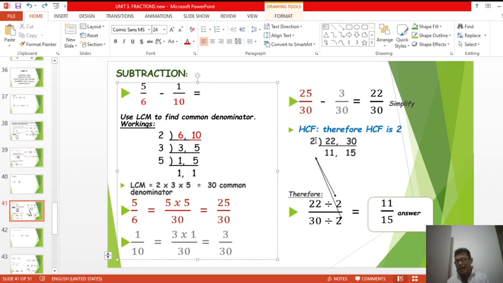So after that, use your HCF to divide both numerator and denominator. So here you get 22 divided by 2 is 11. 30 divided by 2 is 15. And that is now your final answer.